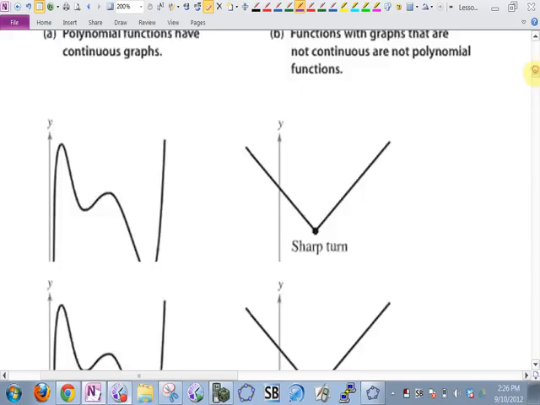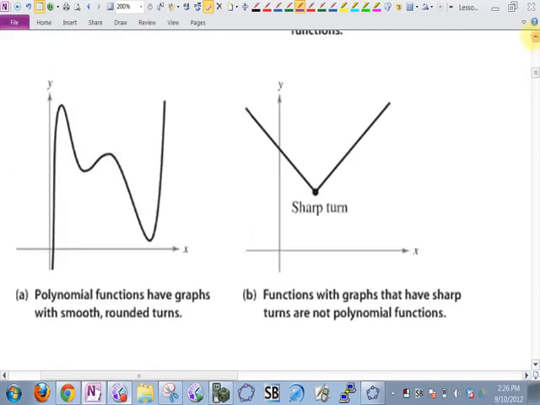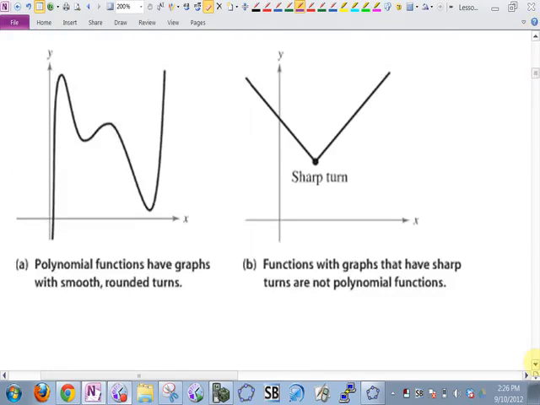Well, here's a new concept. Not only are polynomials everywhere continuous, they are everywhere smooth. Whatever that means. Also a very calculus-y concept. In calculus, we don't call graphs smooth. We call them everywhere differentiable. That means everywhere the slope is nicely defined.